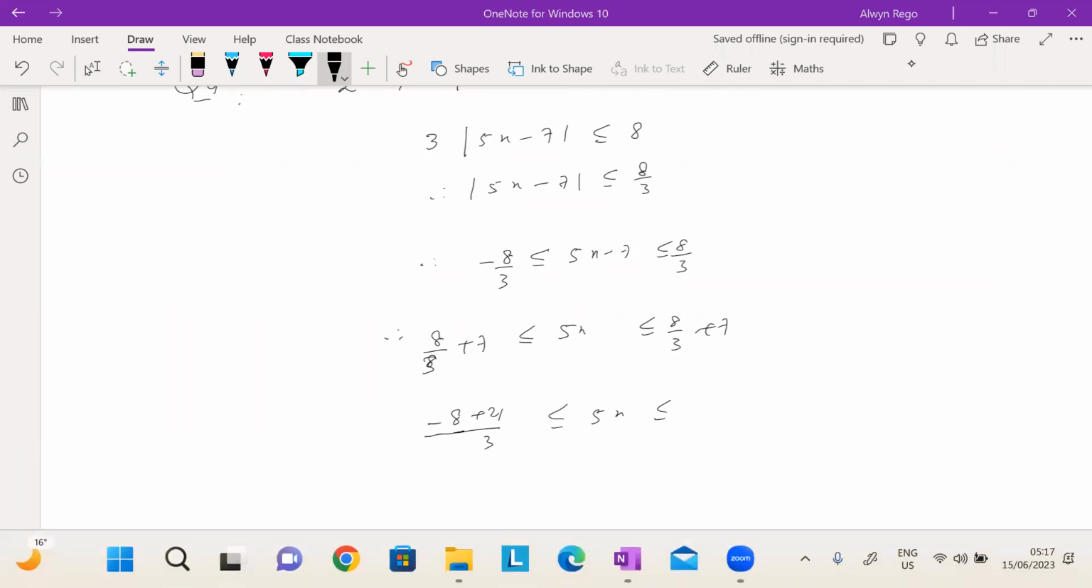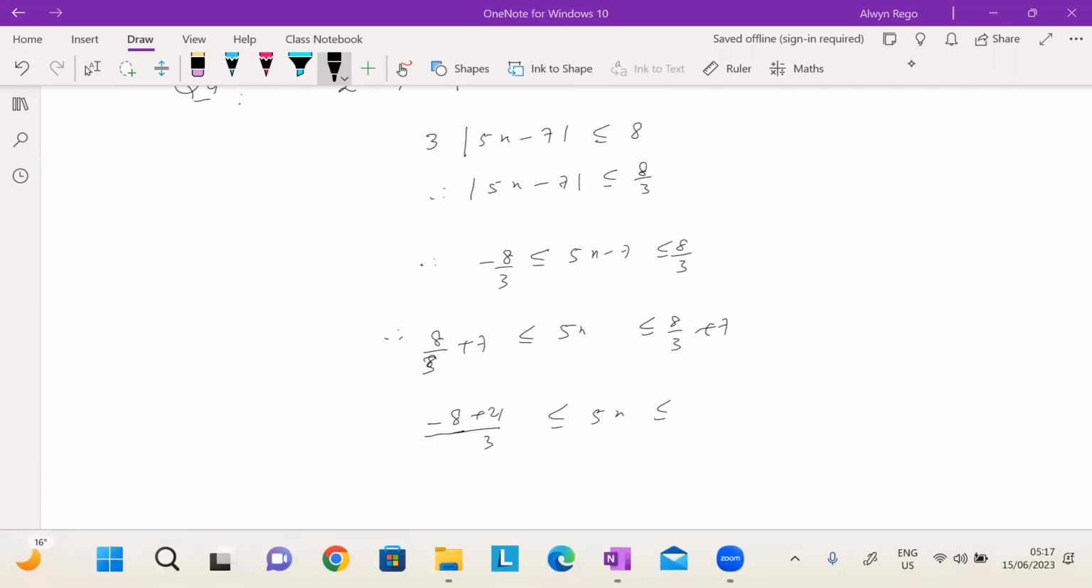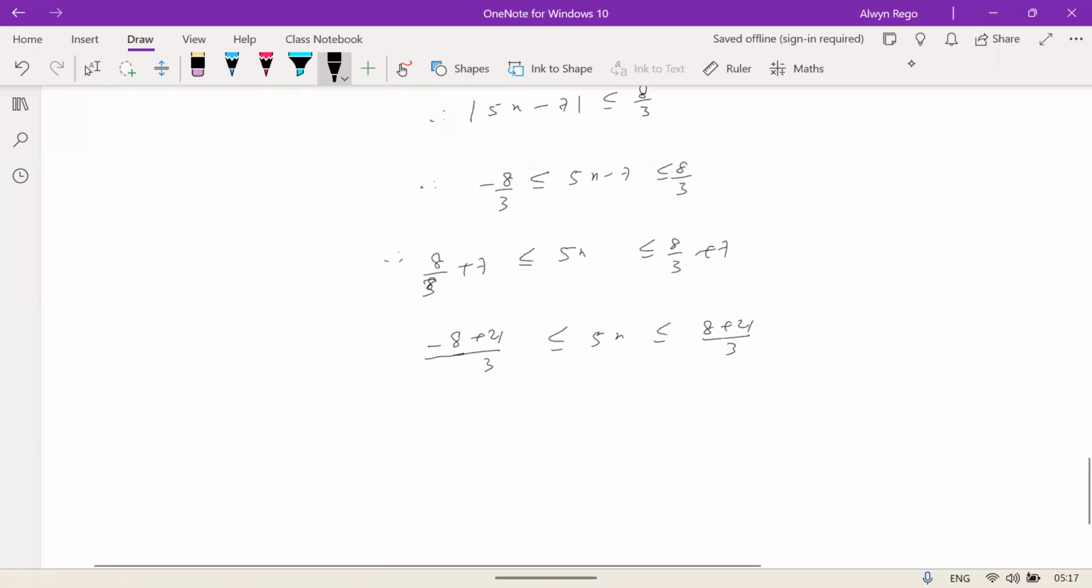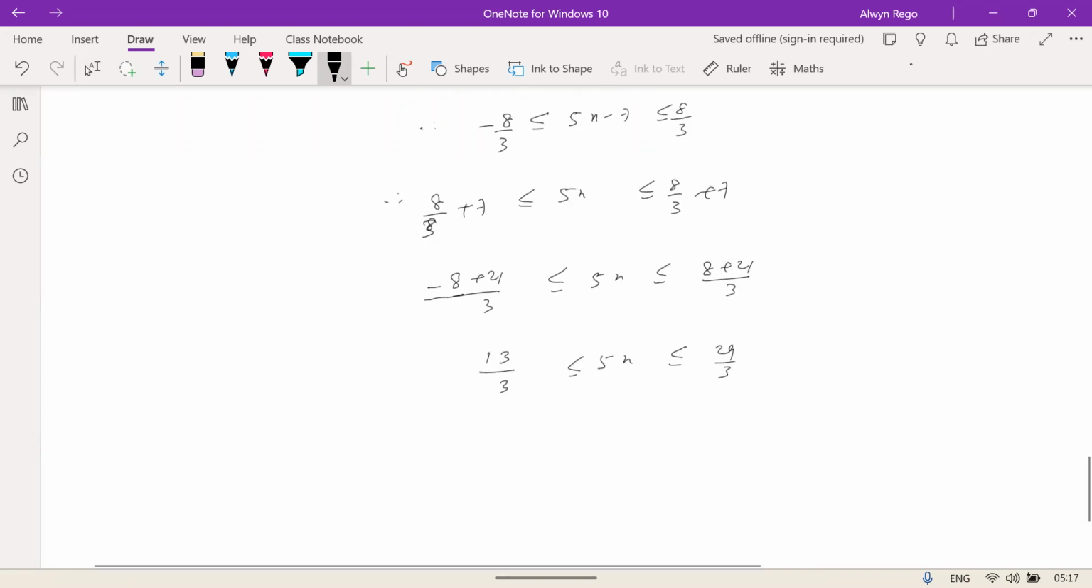So, less than or equal to (8 + 21)/3. Therefore, you find that 21 minus 8 is equal to 13 by 3, is less than or equal to 5x is less than or equal to 29 by 3.